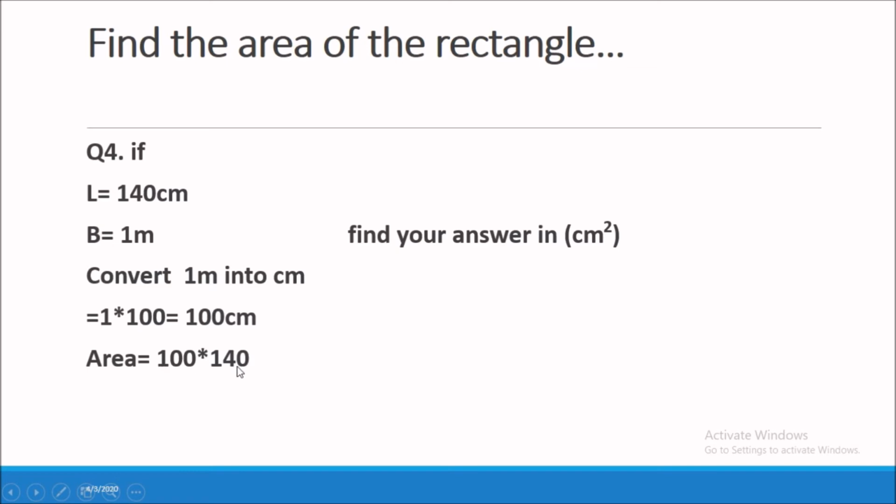Area is equal to length times breadth. Width is 100, we got from here, and 140 is given in the question. So area is equal to 14,000 centimeters square. 14 multiplied by 1 is 14, and these 3 zeros will come down.